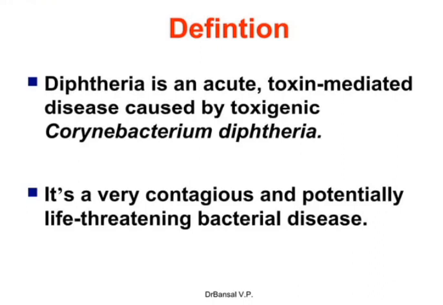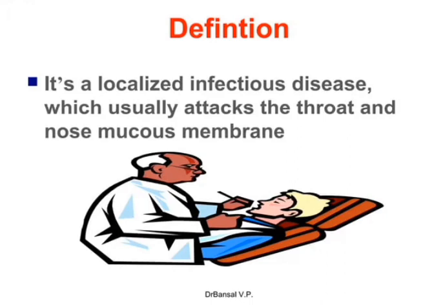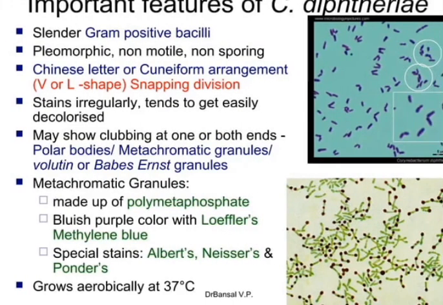Diphtheria is an acute toxin-mediated disease caused by toxigenic Corynebacterium diphtheriae. It is a very contagious and potentially life-threatening bacterial disease. It is a localized infectious disease which usually attacks the mucous membrane of the throat and nose.